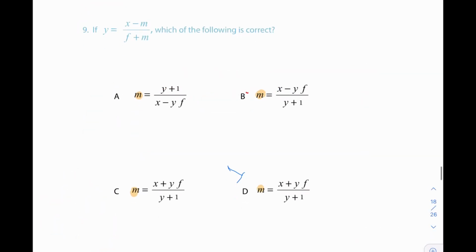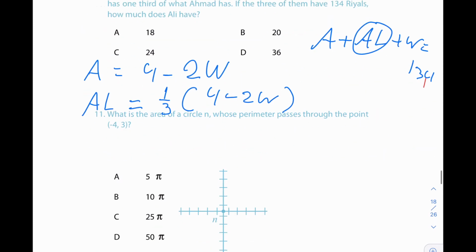Alright, now question 9 is asking, if y is equal to x minus m over f plus m, then which of the following is correct? Now, you can see here in the choices that each of them is trying to solve for m, right? So that means that what we're going to do is try and solve for m. And over here we can see that we have a little bit of a mistake where they are repeated. So maybe this is an answer, but we're going to have to check.